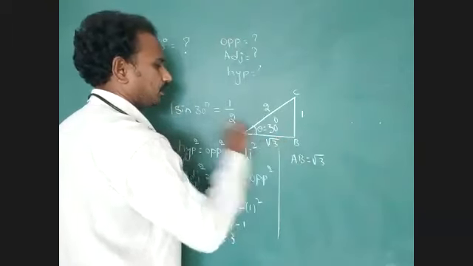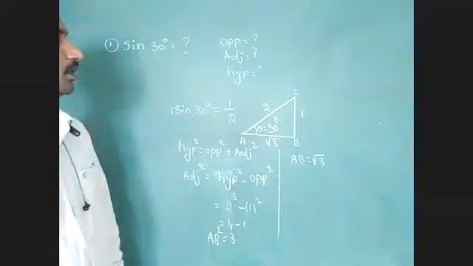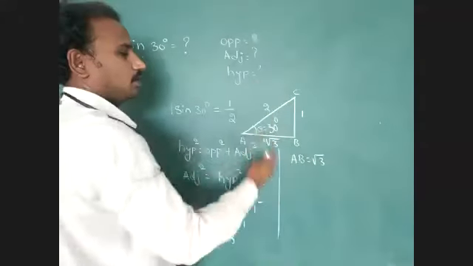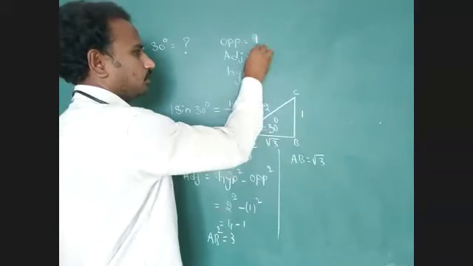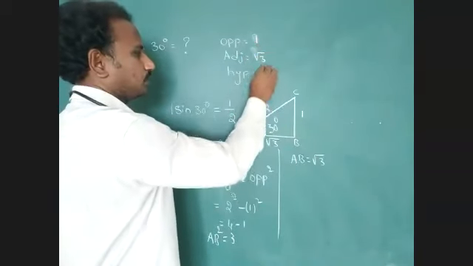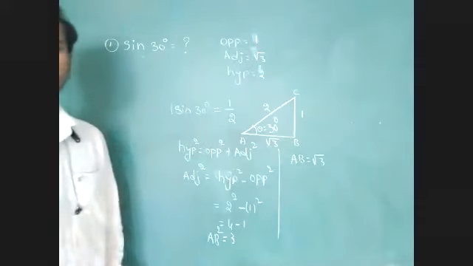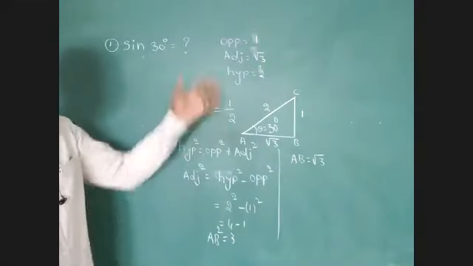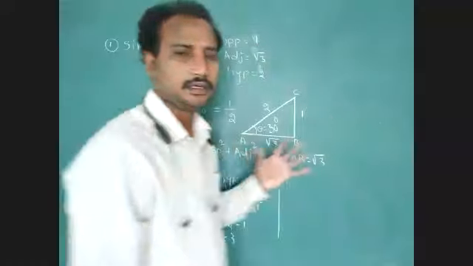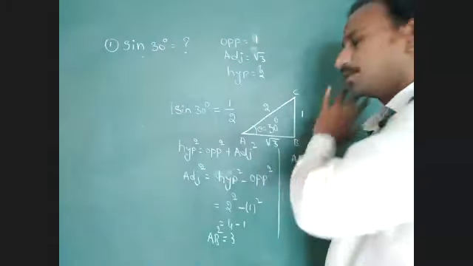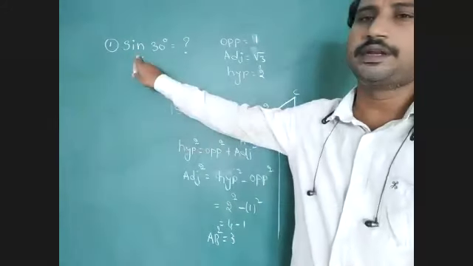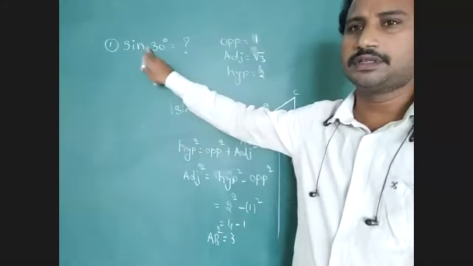Now we represent AB as root 3. Opposite side value 1, adjacent side value root 3, hypotenuse value 2. Understood? Okay. So like that, you have to find the opposite side, adjacent side, and hypotenuse with the help of trigonometric functions. I gave this table for you.